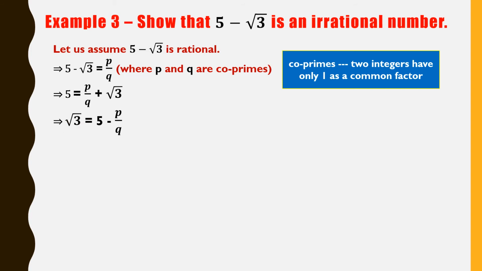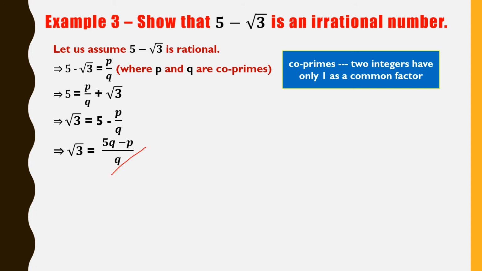I'll put this here only. Now I'll send this p by q there. Here p by q is being added to this one. When it is sent there, it will be subtracted. So 5 minus p by q. Now take the LCM. The LCM will be q. Here it is 1, so 1 multiplied with q, then only we get q. So 5q minus p by q.